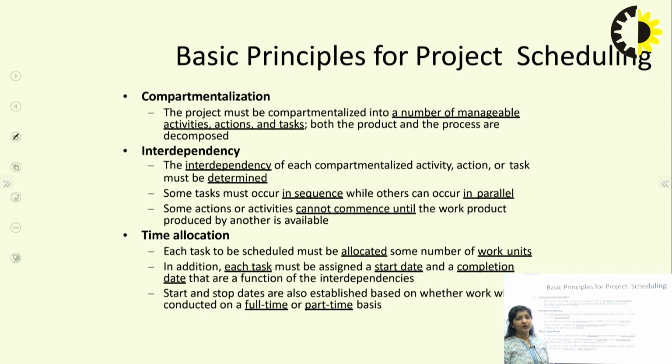Now the second one is interdependency. After compartmentalization, the interdependency of each activity, action or task must be determined. Some tasks must occur in sequence, while some tasks can occur in parallel as well. Some activities cannot commence until the work product delivered by another is available.